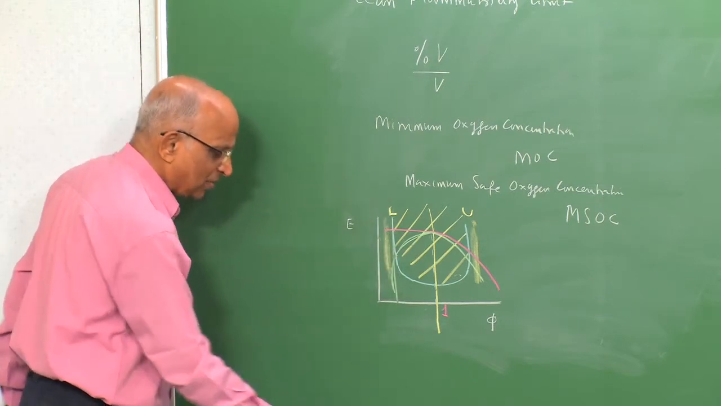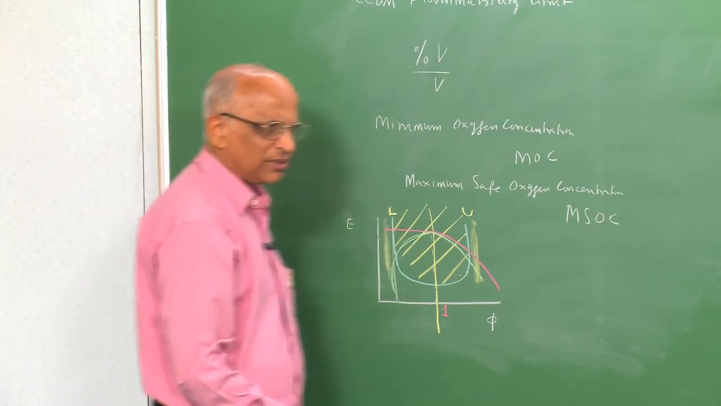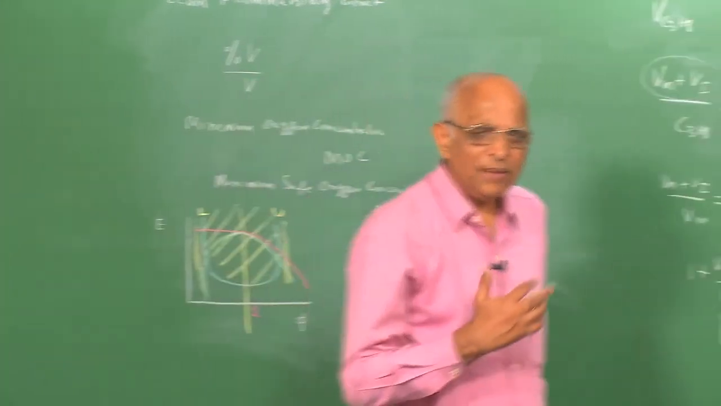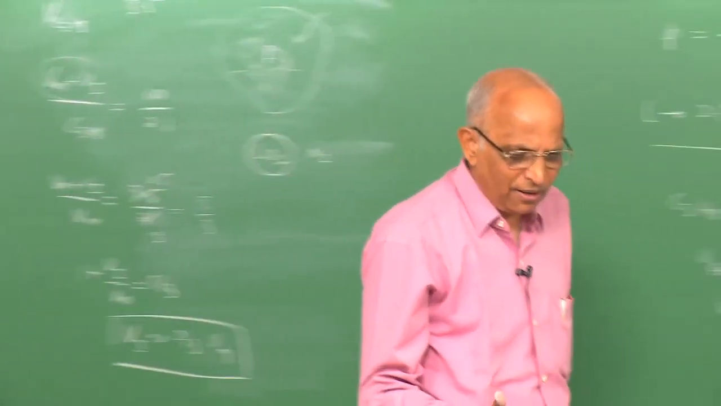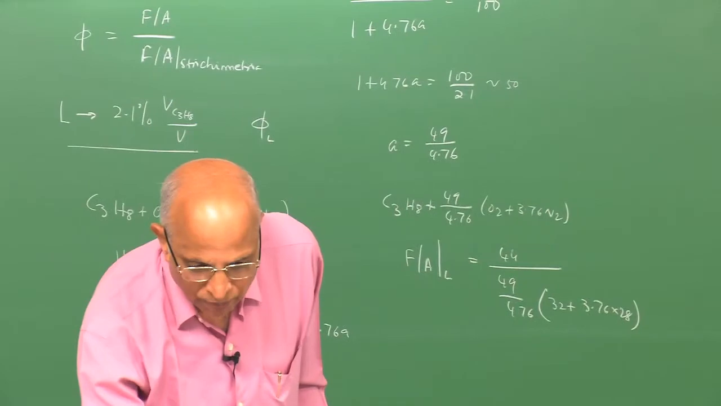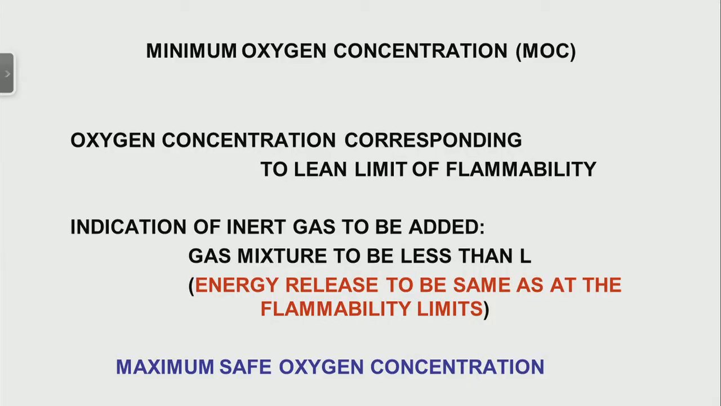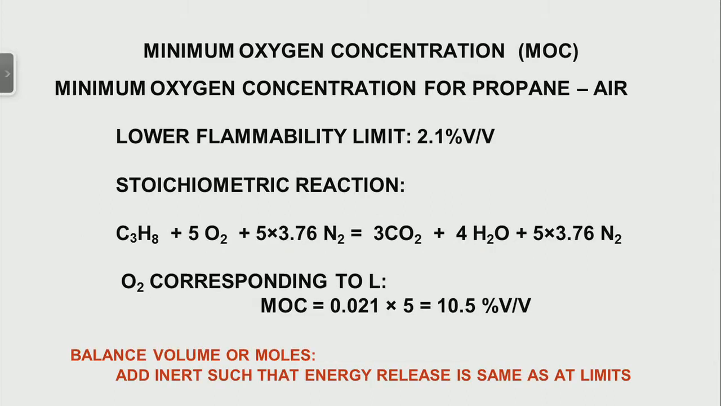Therefore, can I put L in terms of a minimum oxygen concentration? Let's go through one particular example. The lean limit of flammability can also be expressed in terms of the minimum oxygen concentration, that is, the oxygen concentration corresponding to the lean limit of flammability is spoken of as the minimum oxygen concentration. Let's take an example before I examine this.